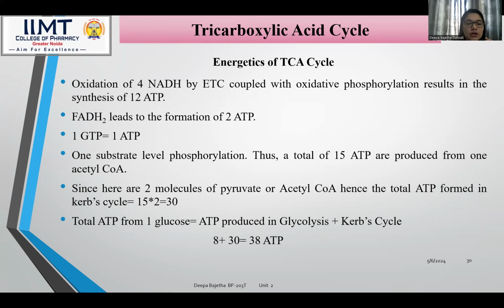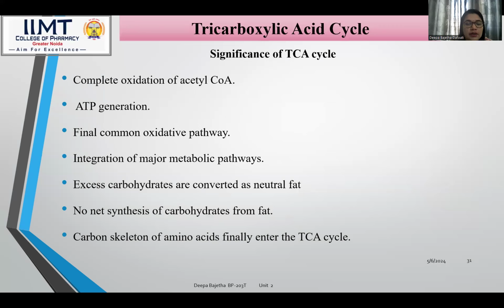Since there are two molecules of pyruvate or acetyl coenzyme A, the total ATP formed in the Krebs cycle is 15 into 2, which is equal to 30. So total ATP from one glucose in glycolysis is 8 and from the Krebs cycle is 30. So net ATP is 38 ATP.